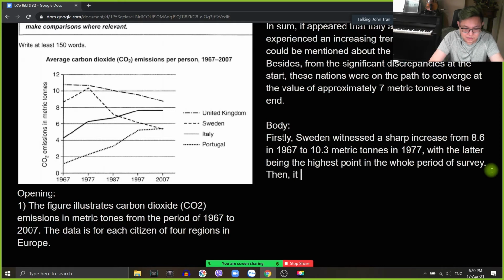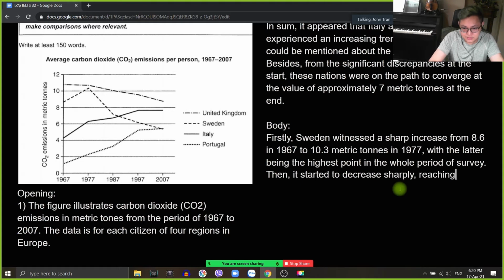Then it started to decrease. Cái này là giảm gì các bạn? What kind of decreasing is this? What kind of decrease is this? Is that decrease sharply, right? Cái này là giảm mạnh nè. And it started to decrease sharply.